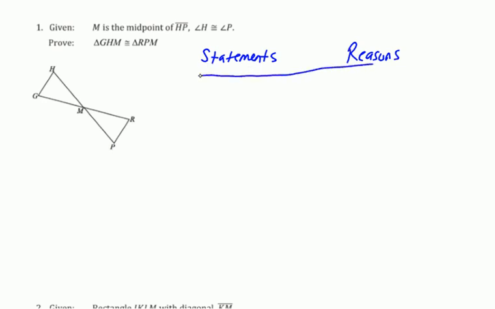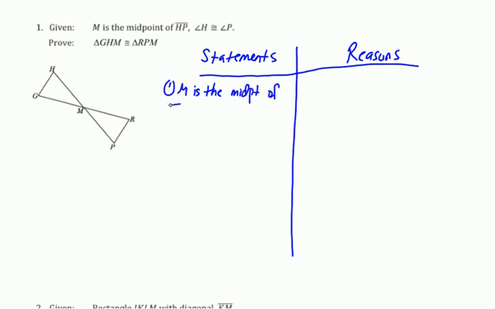And to list my given information: M is the midpoint of HP, and angle H is congruent to angle P. Both are given. Now, I like to start with the information that tells us segments are congruent or angles are congruent, because I can immediately draw it in my diagram, and this counts as a pair of congruent angles toward SSS, SAS, or ASA.